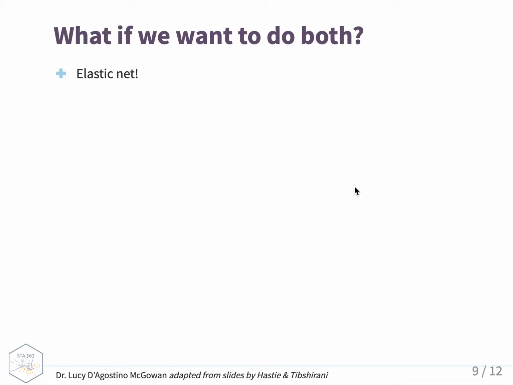Okay, so what if we want to do both? What if we want to allow for more variables to be included in the model than samples, but we also want to make sure that we're doing some shrinkage all the way to 0, so we're doing some variable selection as well? Well, it turns out there's a statistical method for that. It's called Elastic Net. And this is what Elastic Net looks like. It should look pretty familiar.